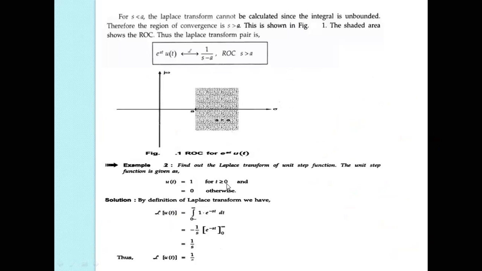We come to the next example. But before going to the next example, you can see for s less than a, the Laplace transform cannot be calculated. So we got s minus a, the region of convergence. Take the denominator and keep it greater than 0, so s is greater than a. This we can call a region of convergence, ROC, my dear students.